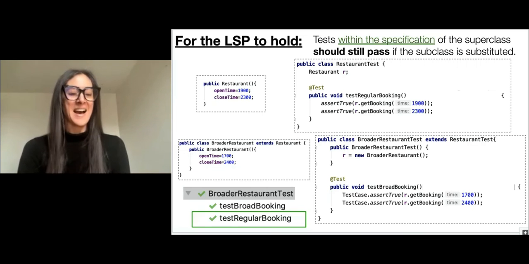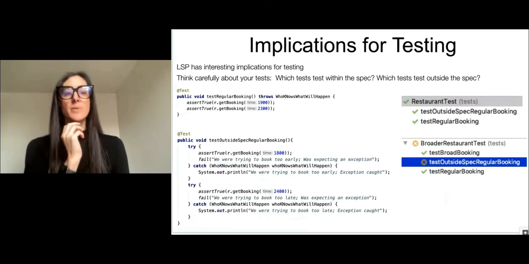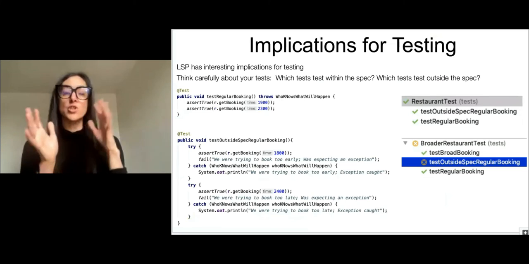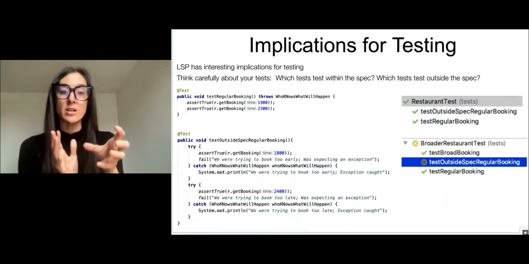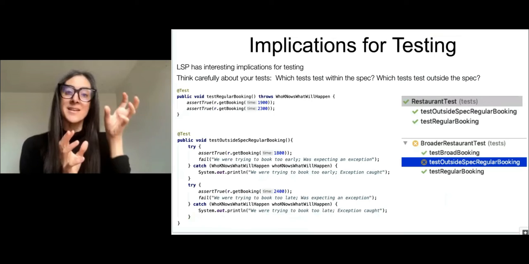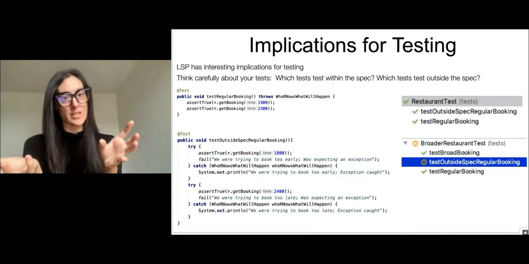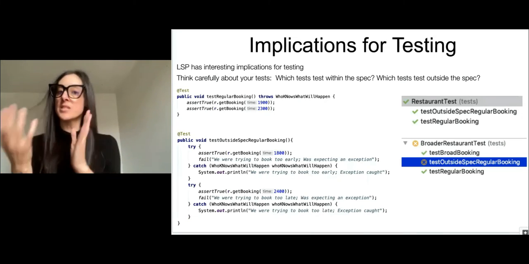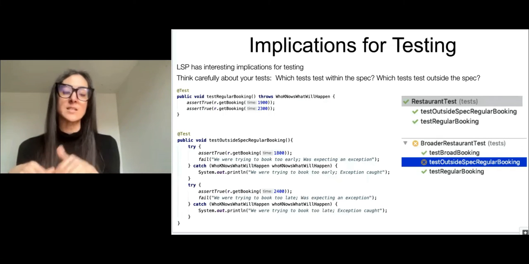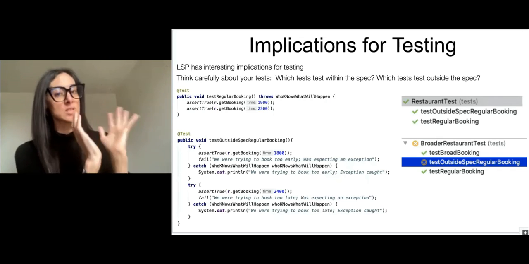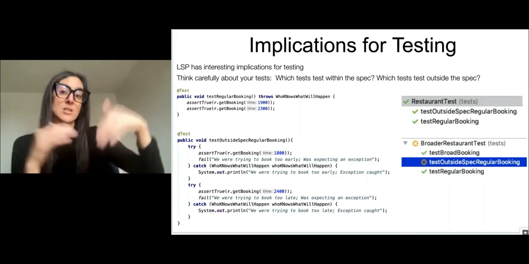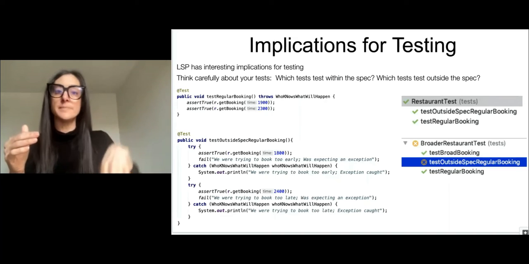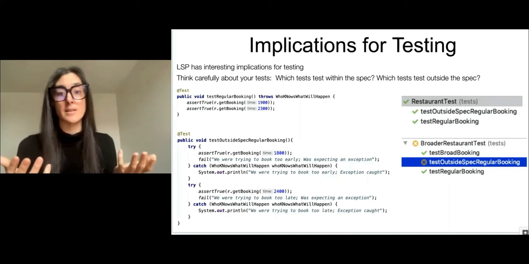Okay, so what are the implications for testing here? The implications are just to remember what we talked about when we were talking about testing, which is to be very clear about what are in-spec tests versus the ones that are specific to your implementation. Those implementation ones do not need to be inherited. They don't need to be checked on the subtypes, but those spec tests need to pass on your subtypes. So it's a good thing to keep those separate so that you can maybe even run them independently of one another.